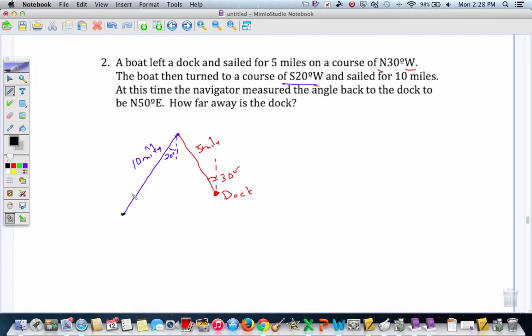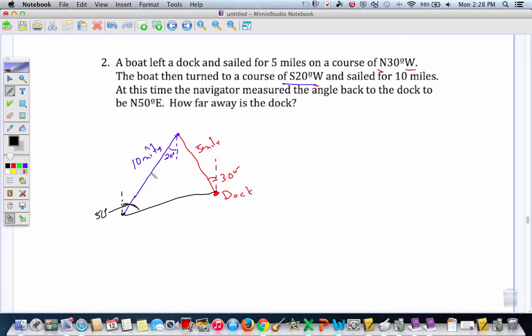And then from here, he measured the angle back to the dock to be north 50 degrees east. So from here, we're going to go north and 50 degrees to the east to get back to the dock. So this entire angle right here is 50 degrees. Now keep in mind that's measured from our north line all the way over to here. It's not just the angle inside our triangle. I'm going to backtrack here.